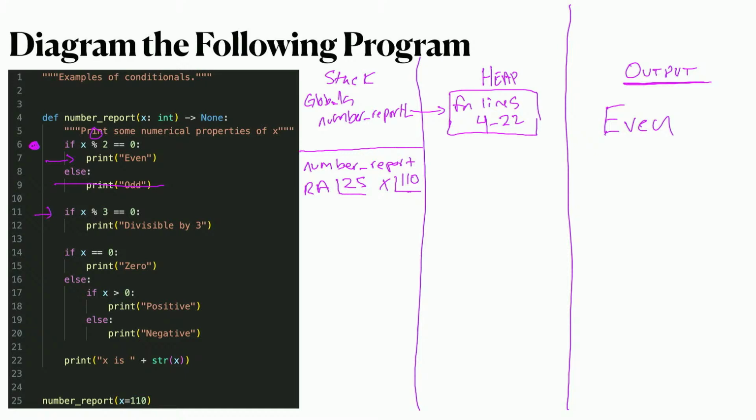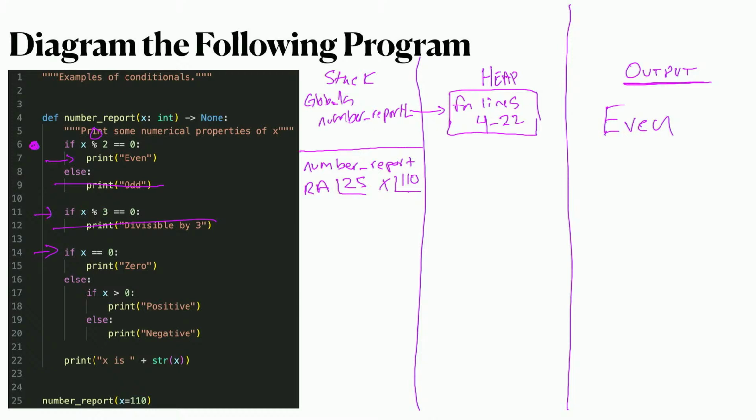We then reach an unadorned, or just a plain if. Here we're asking, is 110 evenly divisible by 3? Another way of breaking this down: if we divide 110 by 3 and take the remainder, is that equal to 0? True or false? False. 110 is not evenly divisible by 3, sorry. So we skip over this entirely. We don't print that. And lastly, we reach an if statement.